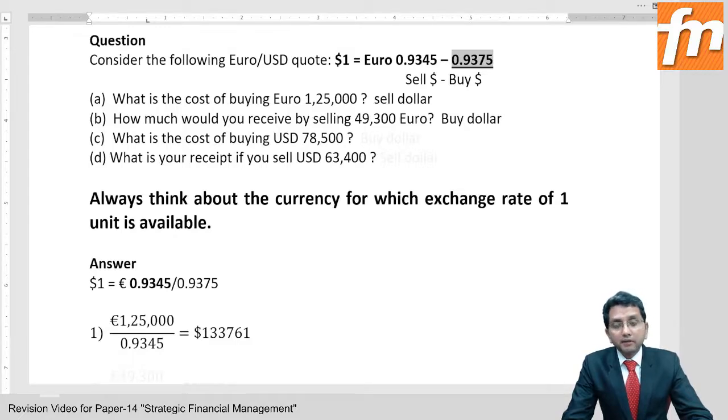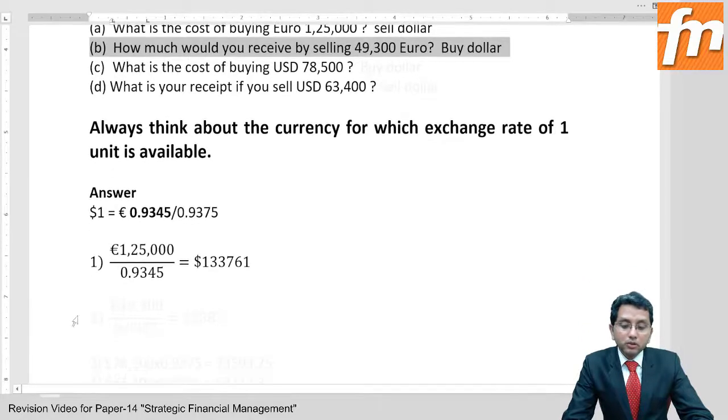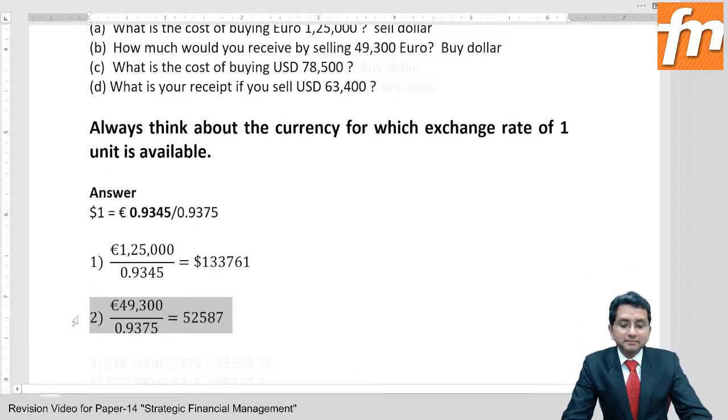Number two, should I divide by the rate or should I multiply by the rate? See, you have euros. If rate is for 1 euro, multiply. But the rate is for $1. So better you divide by the rate. By selling 49,300 euros, you will get $52,587.